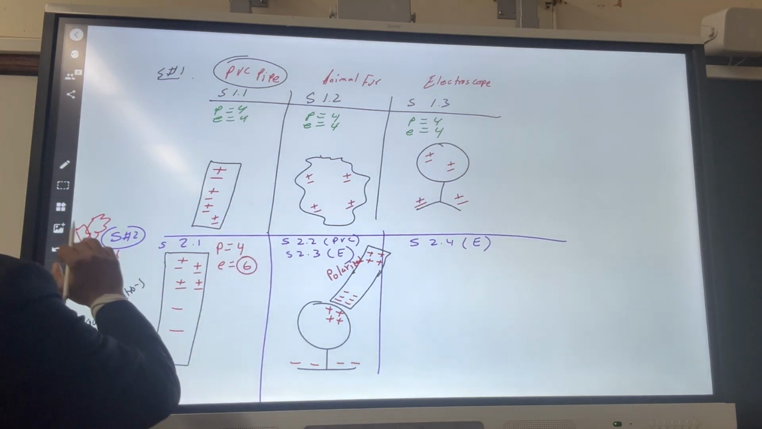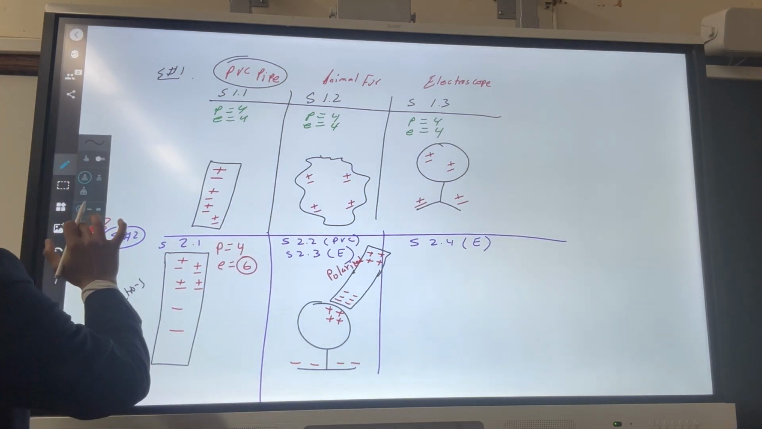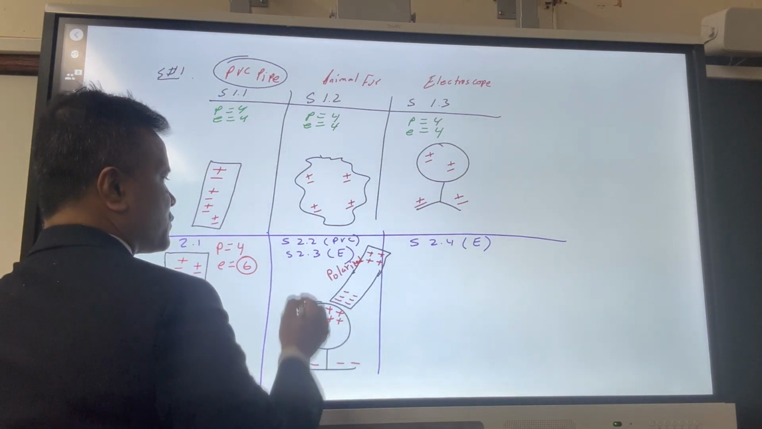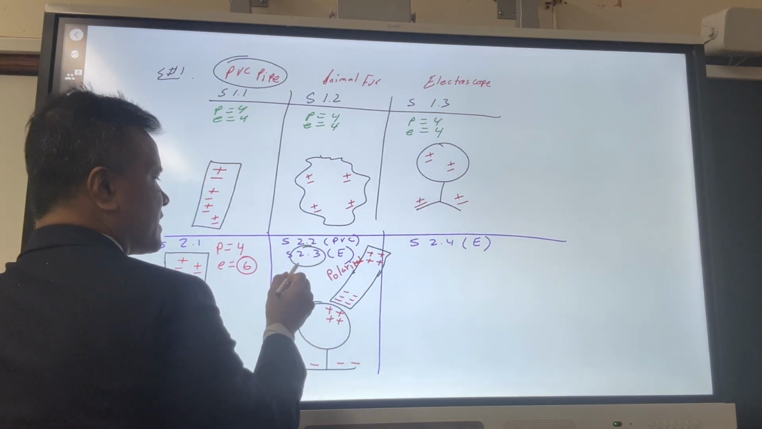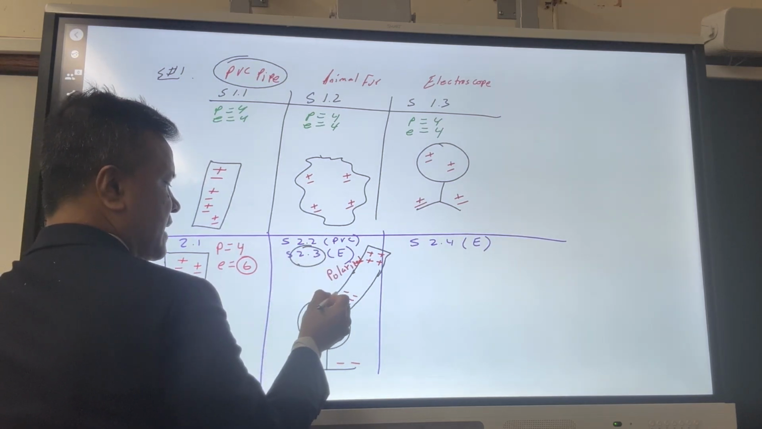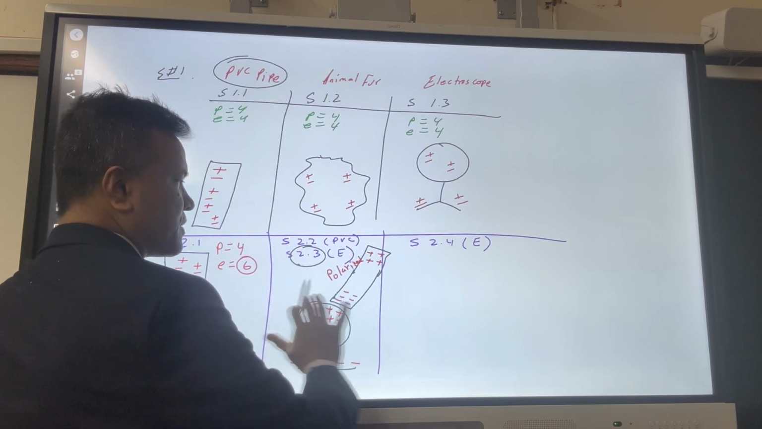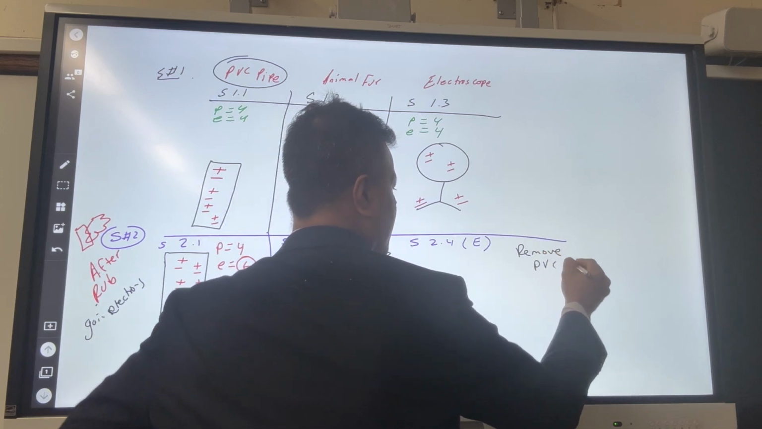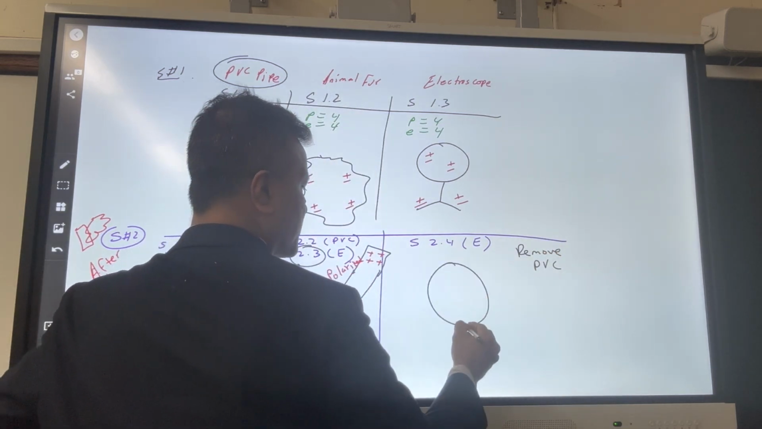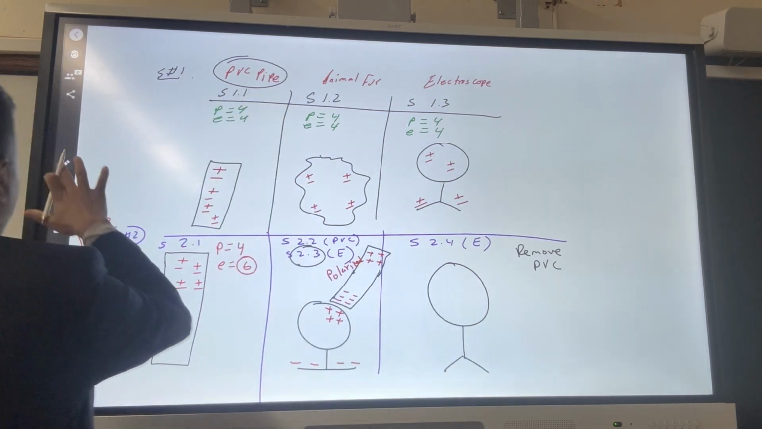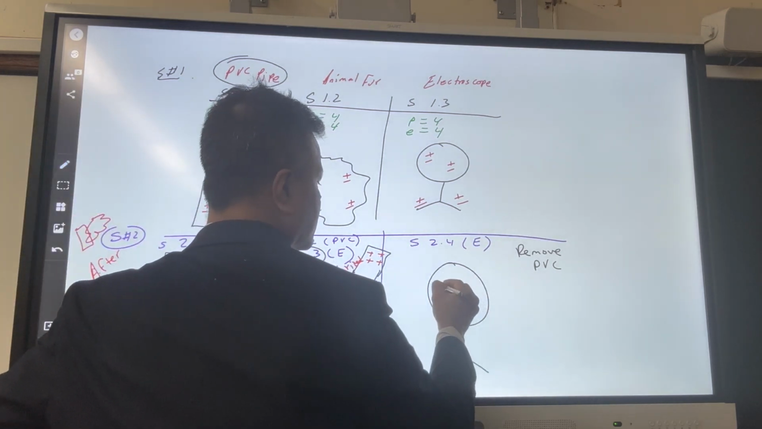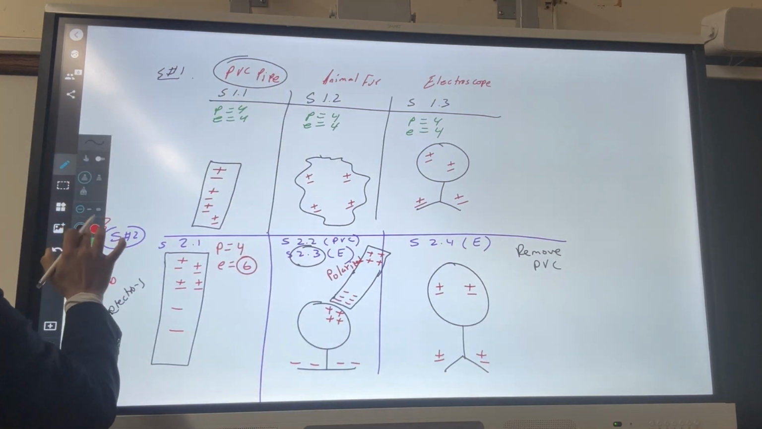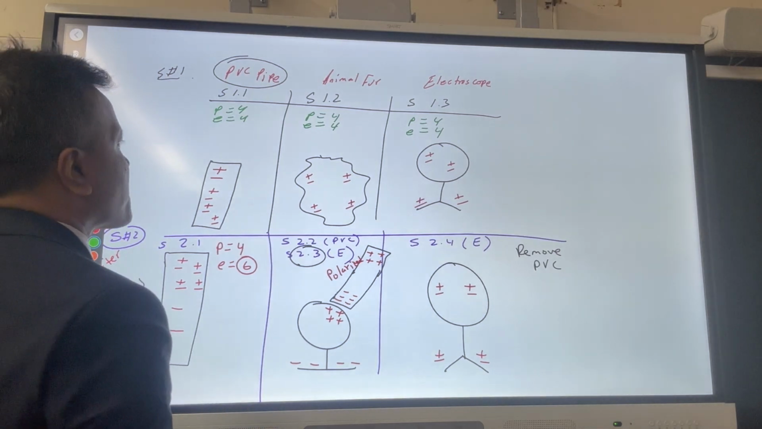Okay, now we're going to do scenario 2.4. To do scenario 2.4 and how this is different than this one, scenario 2.3. Scenario 2.3, you have electroscope is very close to the PVC pipe. Now you remove the PVC pipe. So you're going to just draw electroscope. Now, let's show the conservation of charges.